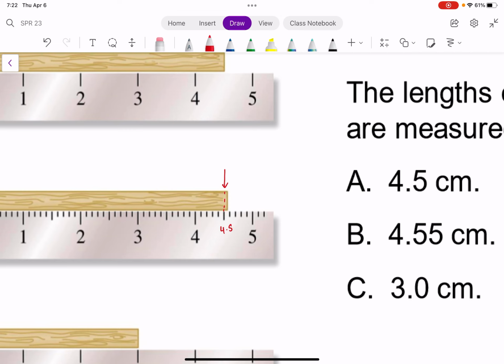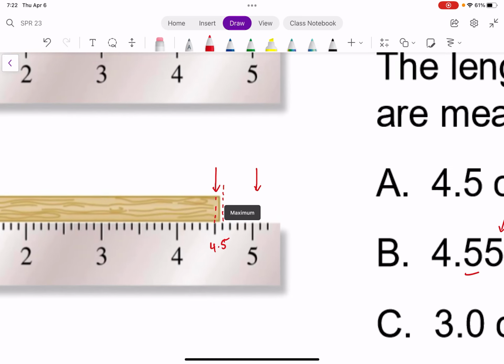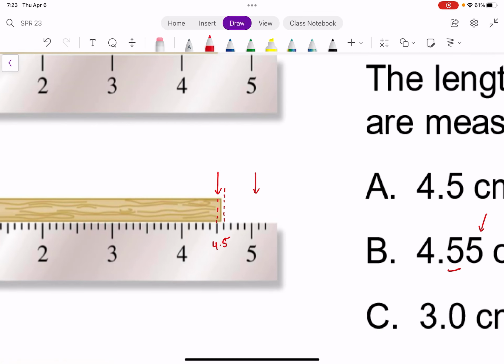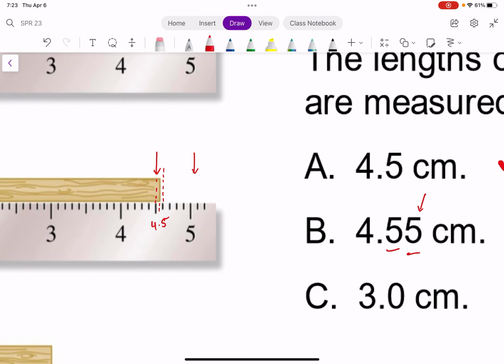we know that the ruler at least makes it to 4.5, but does not make it to 5. So we're certain of that number now, but we're estimating this number. We know it makes it to 4.5. The next tick mark is 4.6. It doesn't quite make it there. I apologize, I'm really bad at drawing straight lines, but you get the idea. Where does it make it to? Where do you think that would be? Well, I think I agree with the book. I think it's about 4.55.